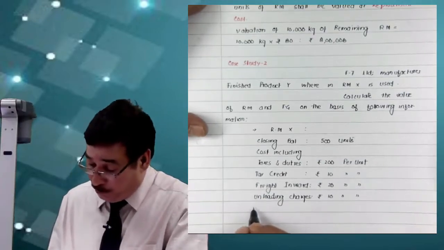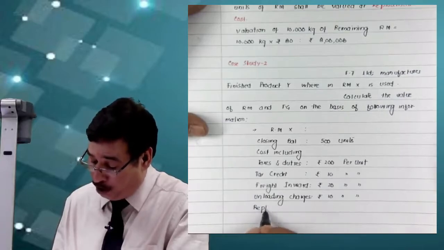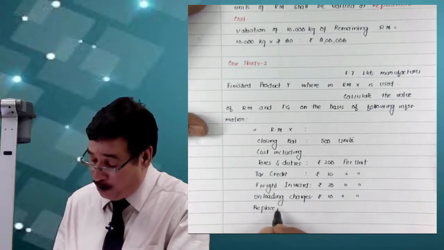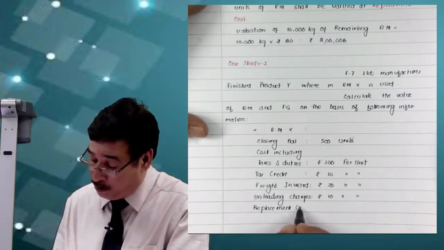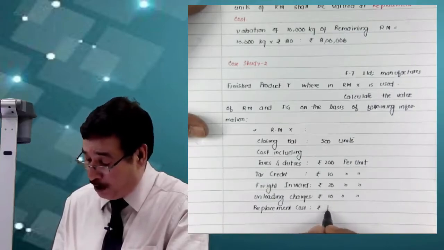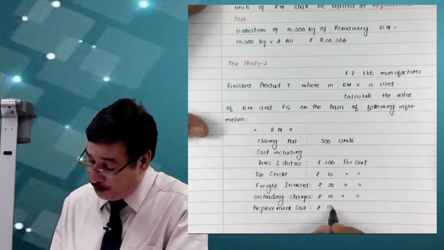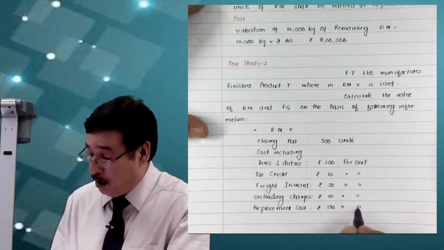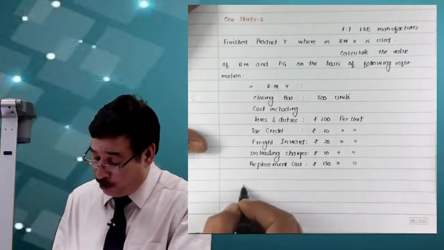Then I write replacement cost. If I am going to buy these raw materials today, replacement cost, then I might have to incur only rupees 150 per unit, correct? 150 per unit. This is the information with respect to raw material. It's an interesting question, pay attention.